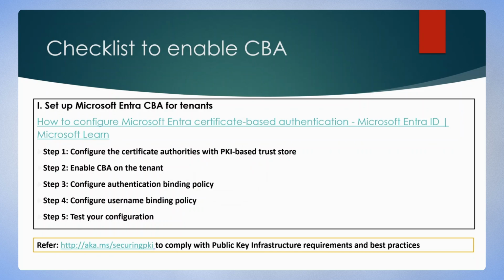So the first step that was defined there was to set up Microsoft Entra CBA for tenants. It was broken down into 4 major steps followed by testing. First one is configuring the certificate authorities with PKI-based trust store, and the second step is to enable CBA on the tenant. Third one is configuring authentication binding policy, followed by username binding policy.